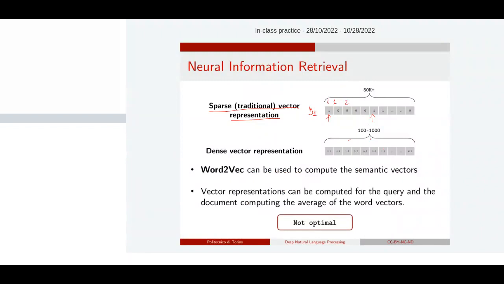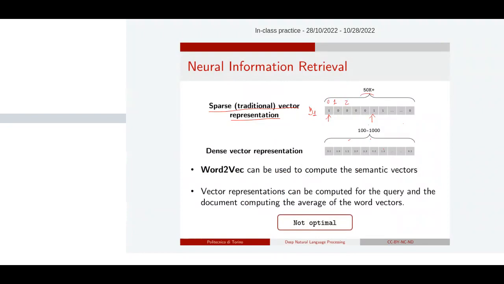How big is this representation? The length of this vector is actually the length of the entire vocabulary, because for each word in the vocabulary, we should store the information of whether the word is present or not present. So we can have dimensions that can exceed even 50,000 elements.